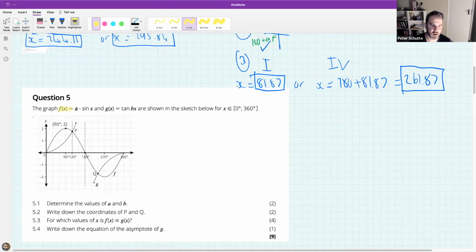This is the graph F, and it's a sine graph that's been modified. I will just point out, it's labeled F, but just for ease of use, I'm going to color it in. So there's my yellow graph. And then the tan graph is going to be this green one here. Find out for me the value of A and the value of B, bearing in mind that you need to think, what does this A change for the sine graph and what does this B change for the tan graph? Okay, over to you guys.